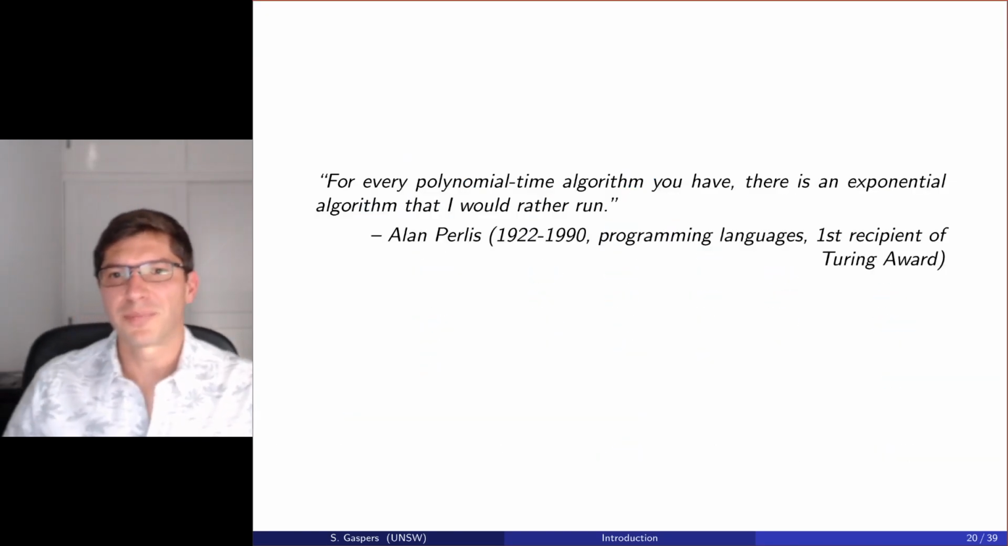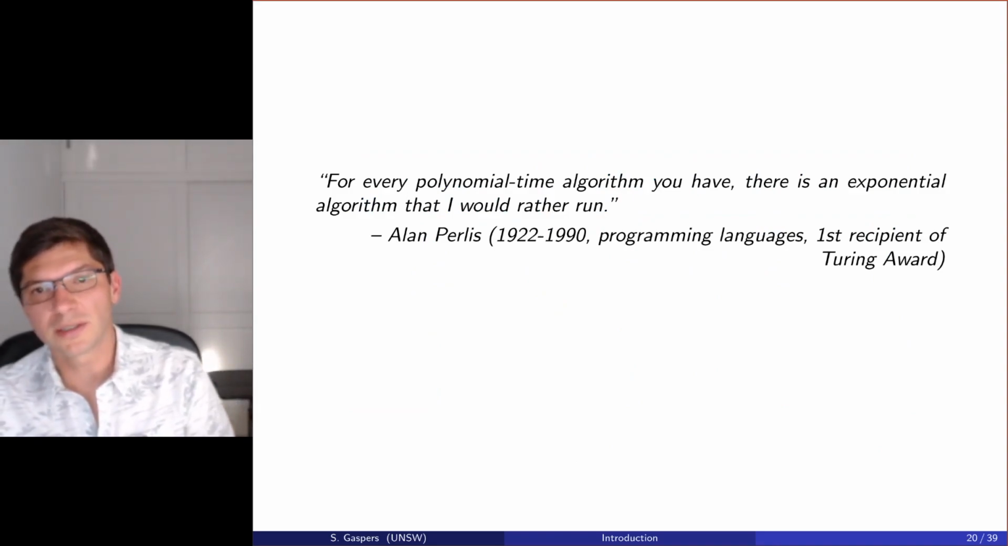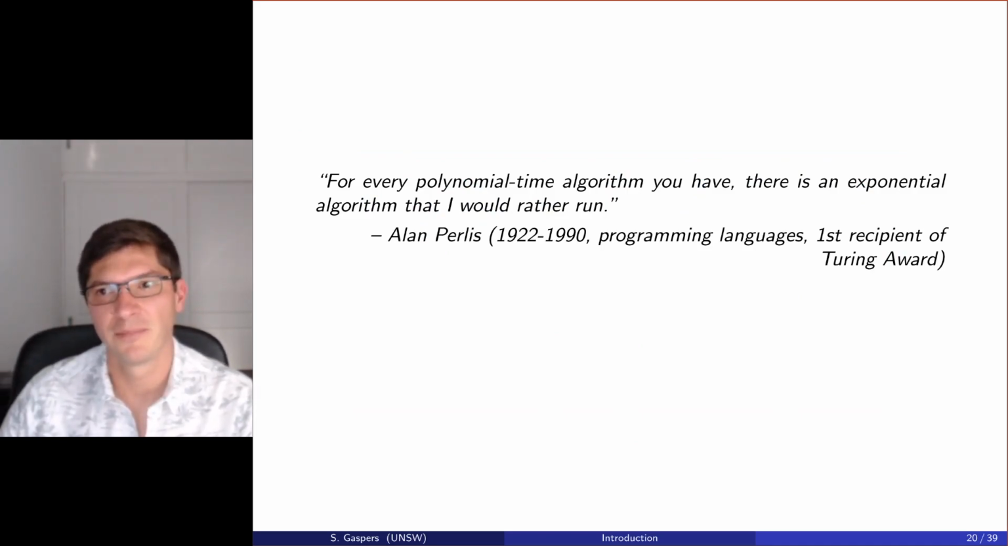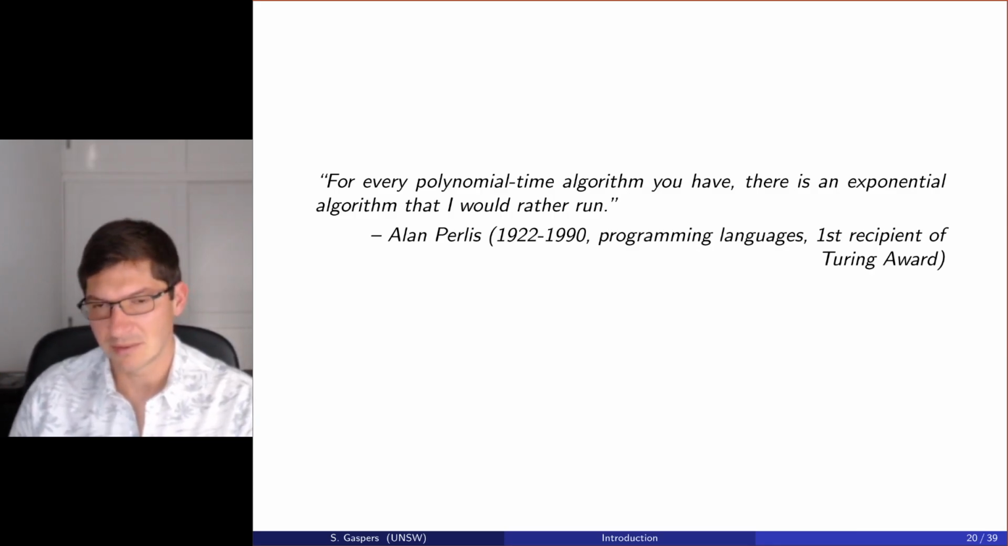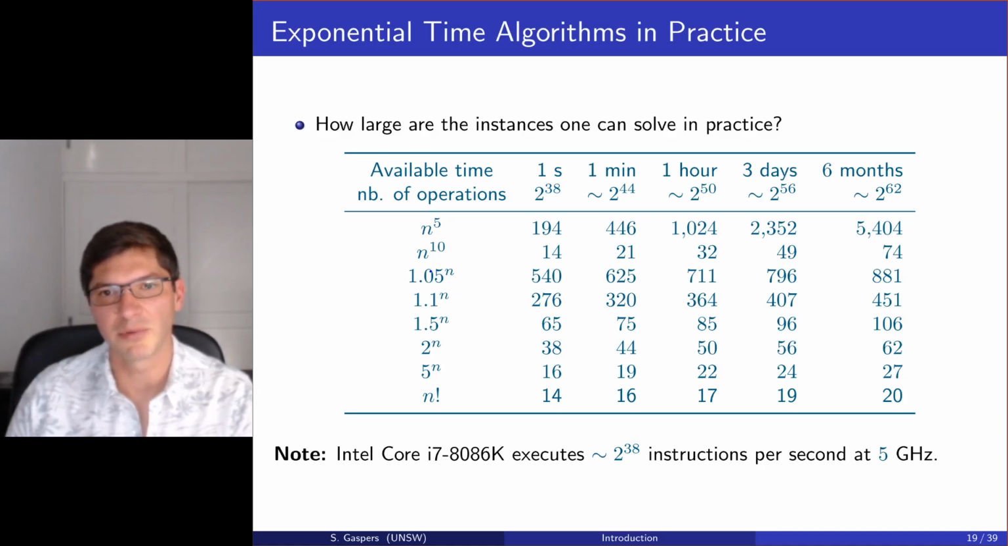Okay, so there's a quote by Alan Perlis here, who is the first ever recipient of the Turing Award. He says that for every polynomial time algorithm you have, there is actually an exponential time algorithm that I would rather run. Because we can always make these constants smaller and smaller until the running time of the exponential time algorithm becomes more competitive for all practical instances than the polynomial time algorithm.